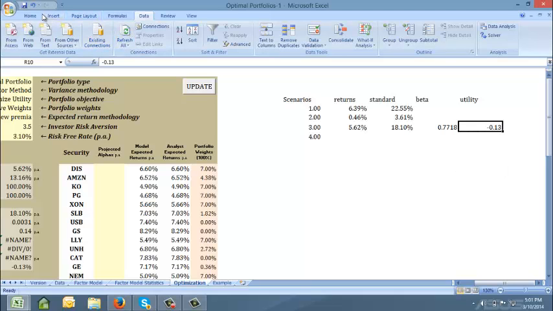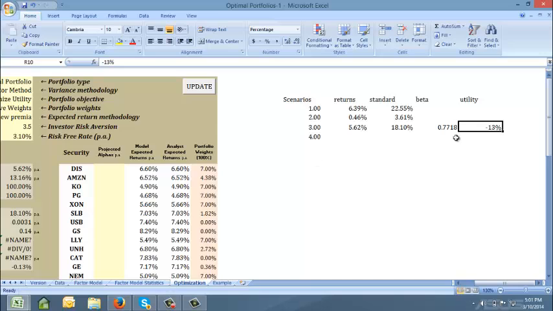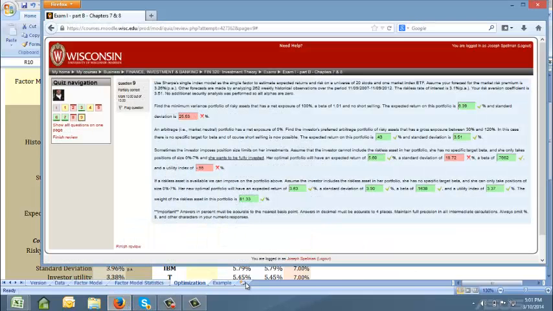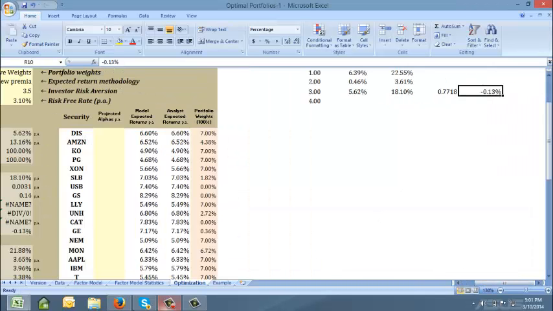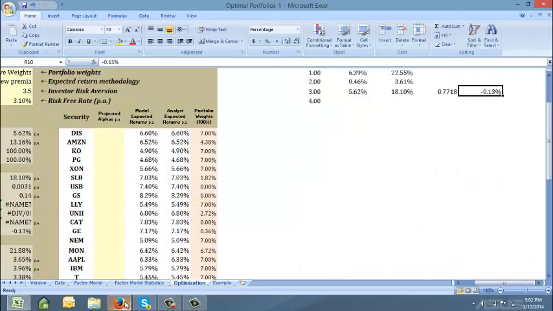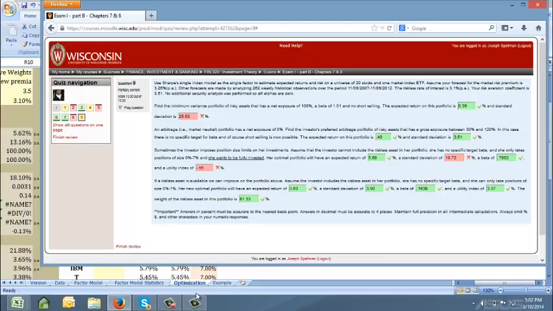Alright, now we'll just make sure that those correspond to correct answers. 5.6, 5.62. Right. Standard dev 18.1, probably right. This is probably because of variation. Beta 0.7662 is right. We're very close to that. And boom, utility index 0.13. Alright, we'll do the last one quick.